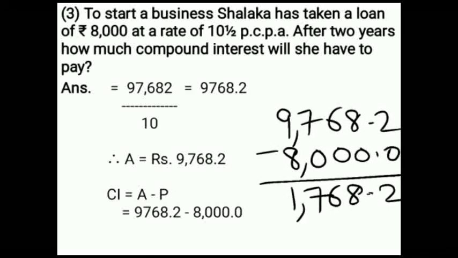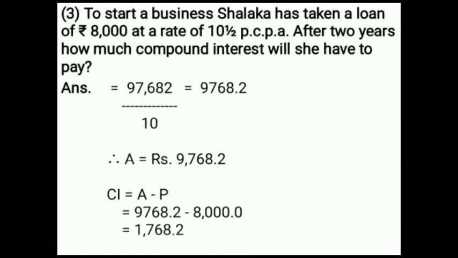I got the answer. After subtracting 9768.2 minus 8000.0, the answer is 1768.2. That is equal to 1768.2. Therefore, compound interest is equal to rupees 1768.2.